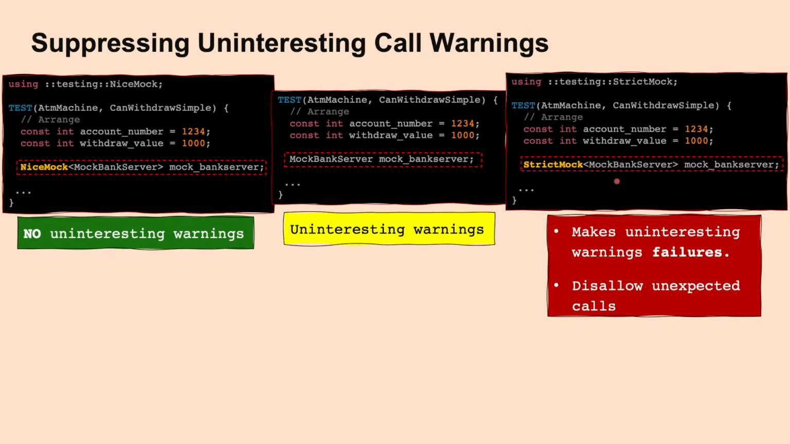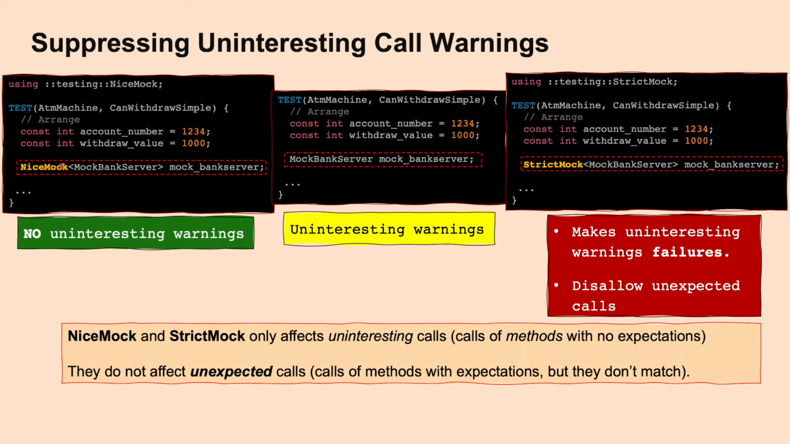And finally, if you wrap it inside StrictMock, again provided by the Google Test platform, these warnings will be converted to failure. Basically, if there is any unexpected call in this test, the test will fail. And this is another alternative for disallowing unexpected calls. So if you want to disallow all the calls except for the ones that you specify with expect call, you can use StrictMock. Notice that NiceMock and StrictMock only affect uninteresting calls and not unexpected calls.